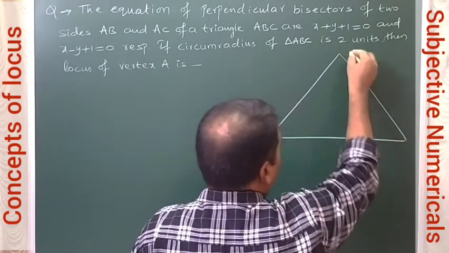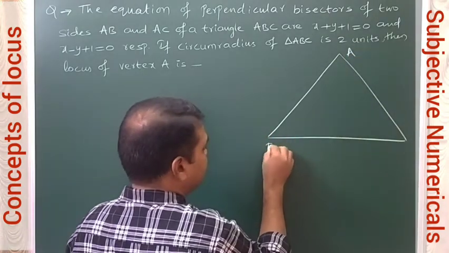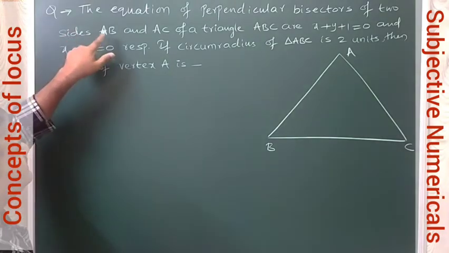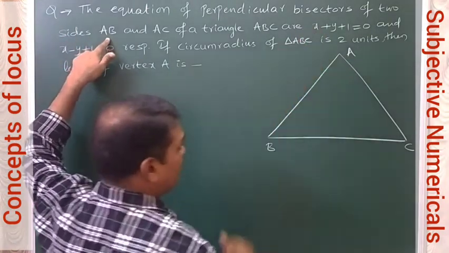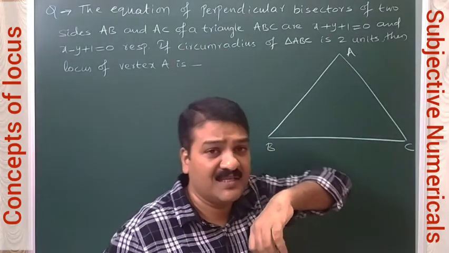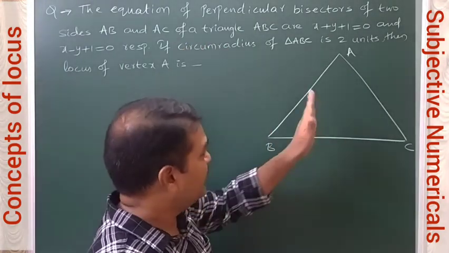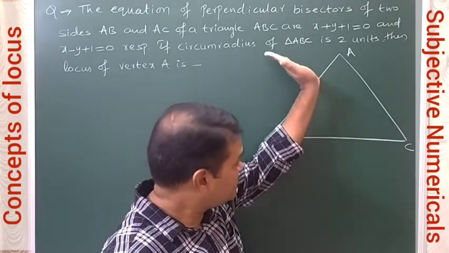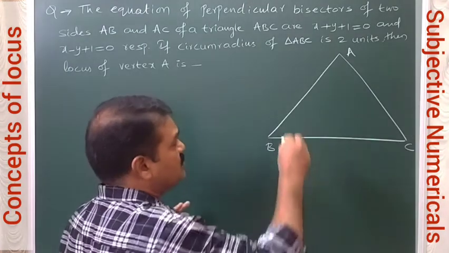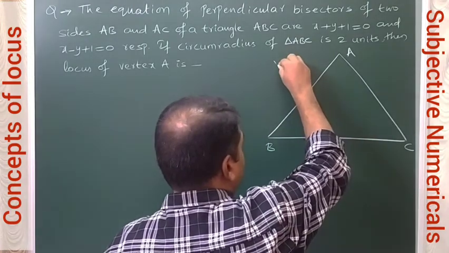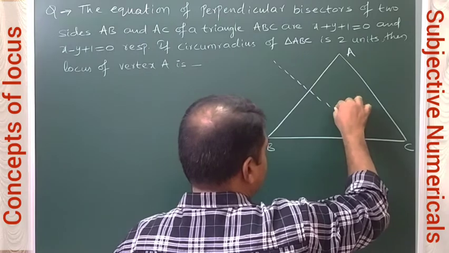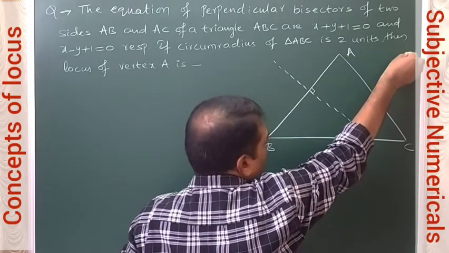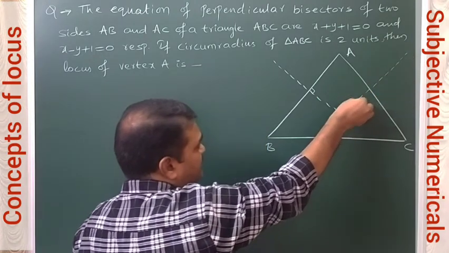So I'll show you here. In triangle ABC, let us assume the perpendicular bisector of AB. What is the perpendicular bisector basically? Perpendicular bisector means which bisects AB into two halves, and which is perpendicular to AB. So I will take the perpendicular bisector of AB like this, and I will take the perpendicular bisector of AC like this.